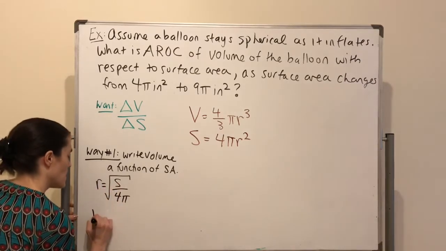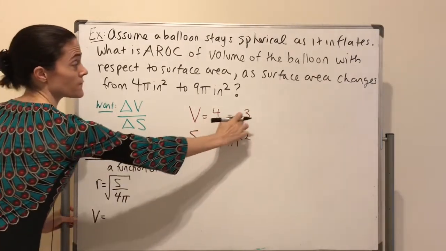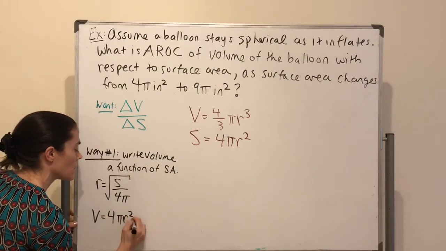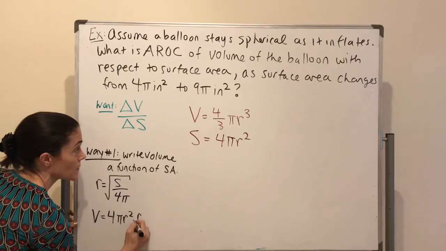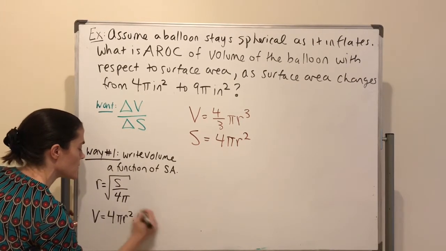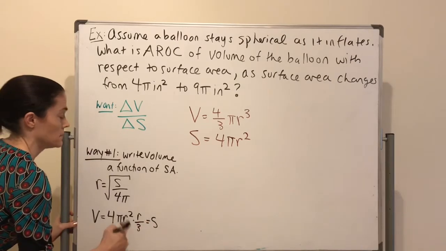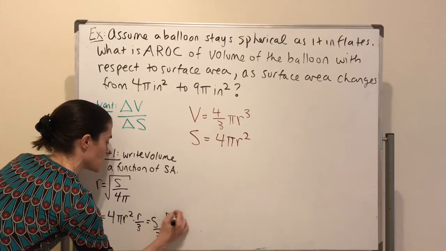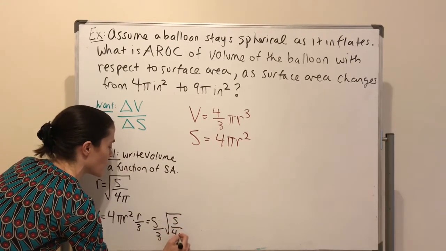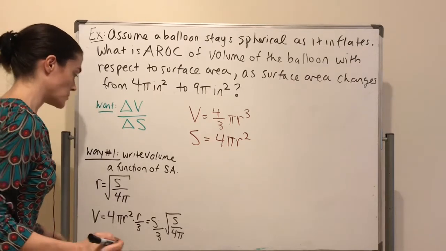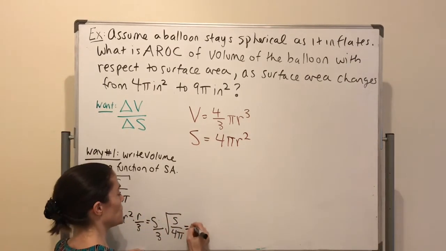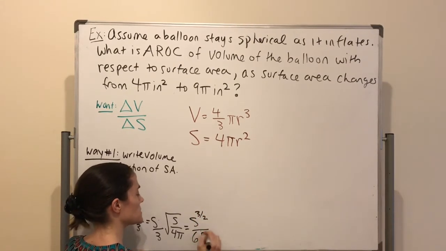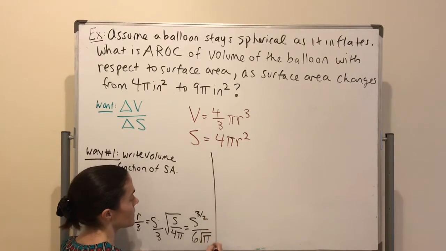And then, well, we see a 4 pi r squared here. And then we have an r over 3. So this would be s, and then say s over 3 square root s over 4 pi, which we can then, maybe I'll take one more step here. This would be s to the 3/2 over 6 square root of pi. Okay, so this is one way.